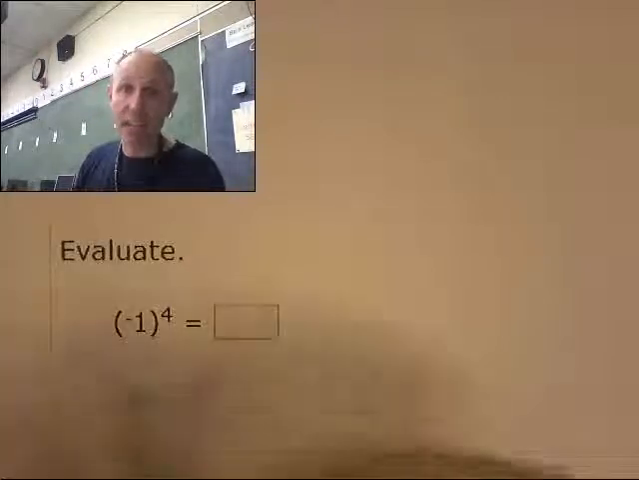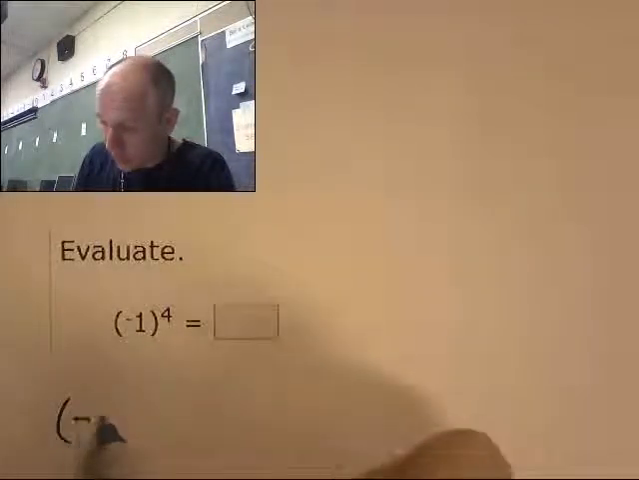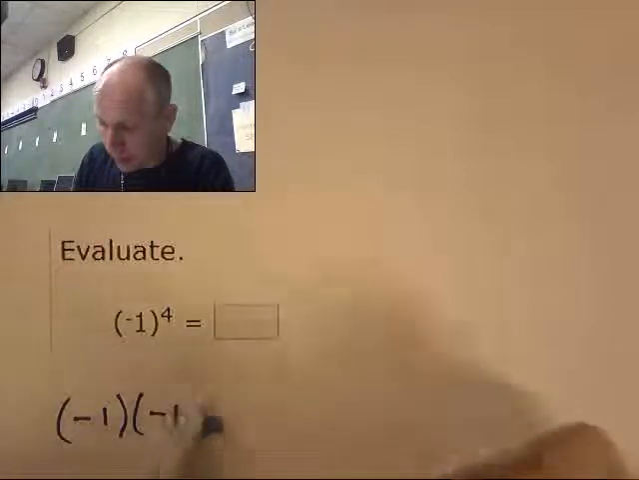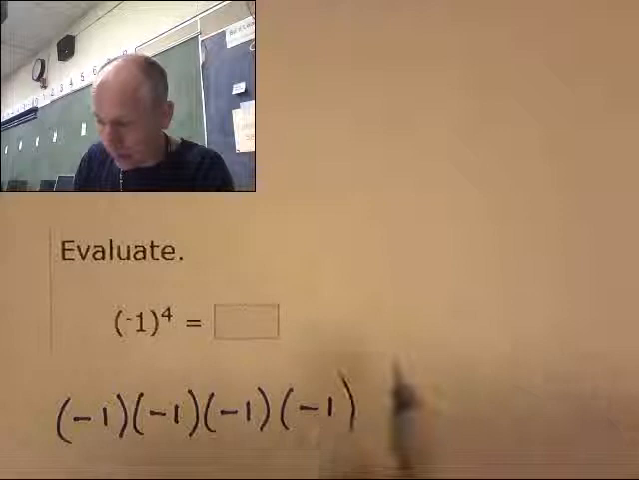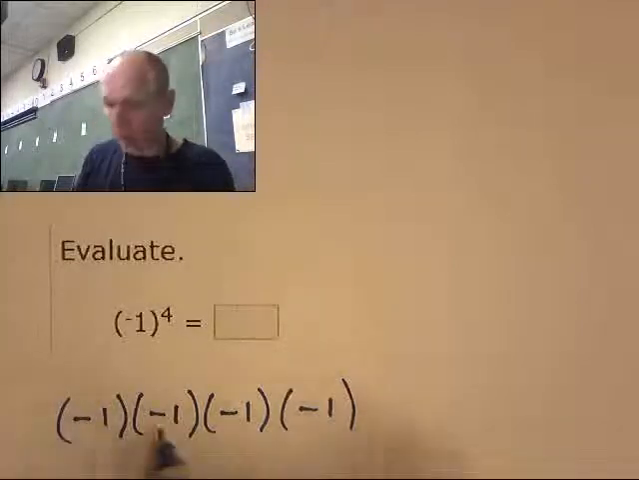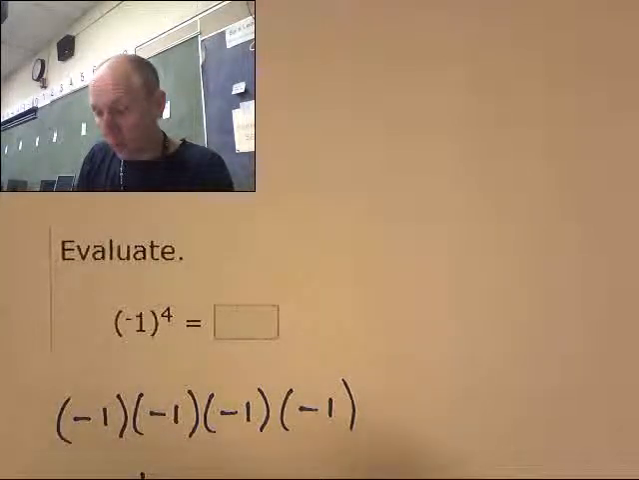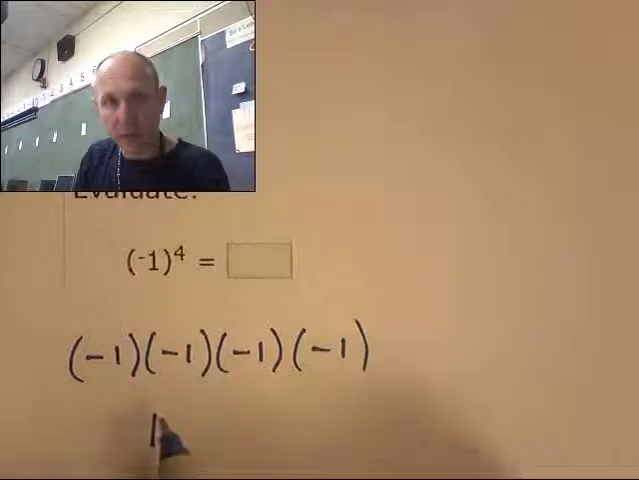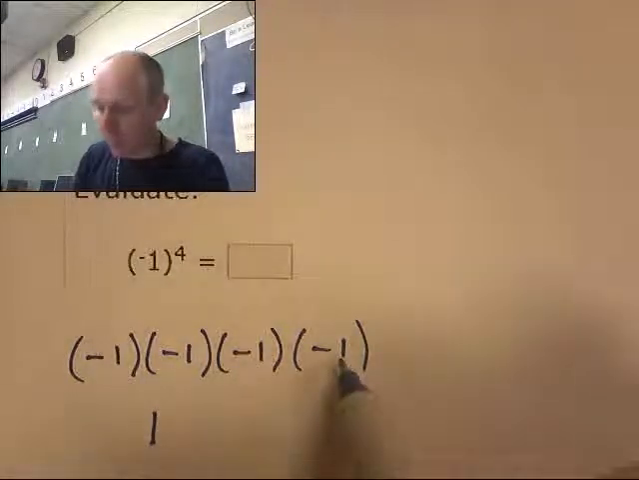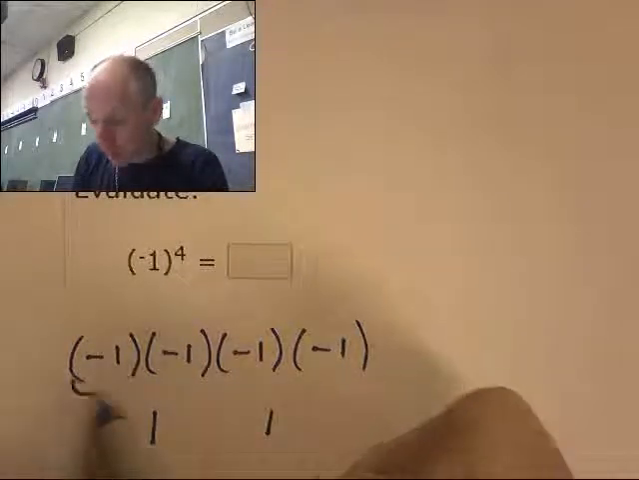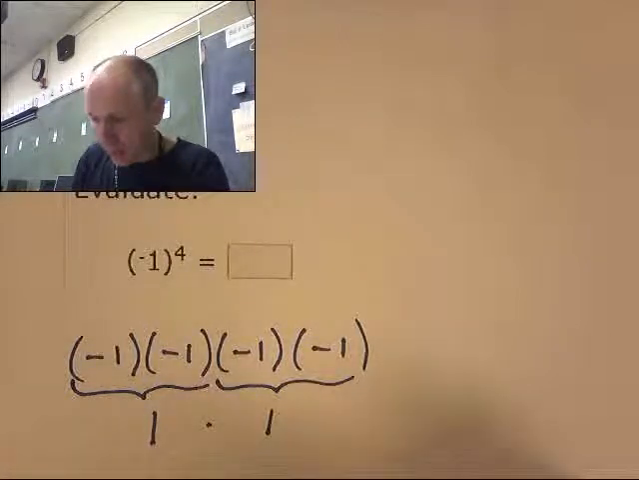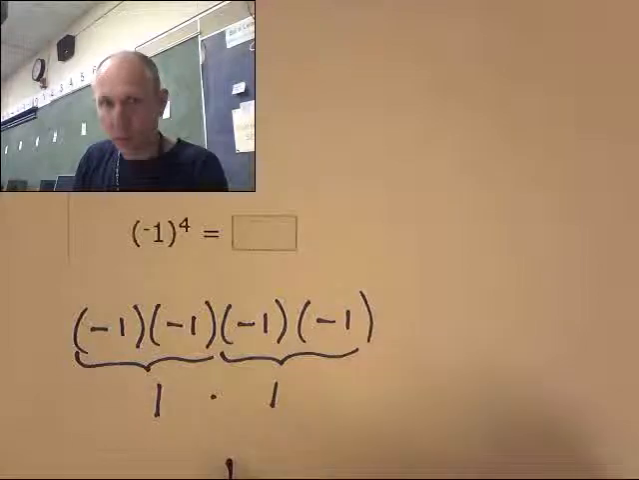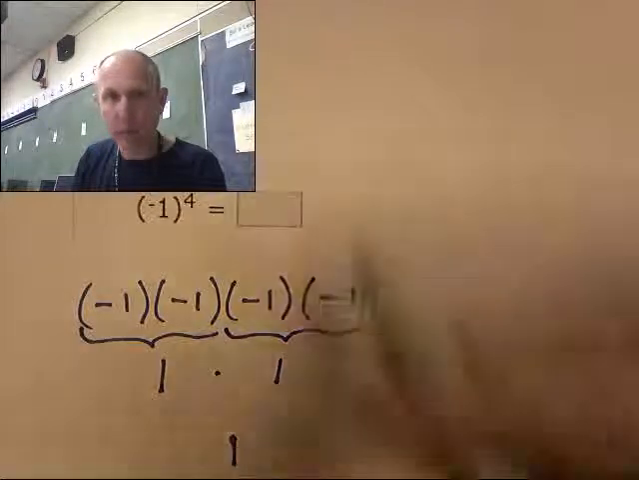This one has parentheses, so I have to write it out with parentheses. So negative 1 times negative 1 times negative 1 times negative 1. Negative 1 times negative 1 is positive 1, right? These two multiplying. And 1 times 1 is 1.